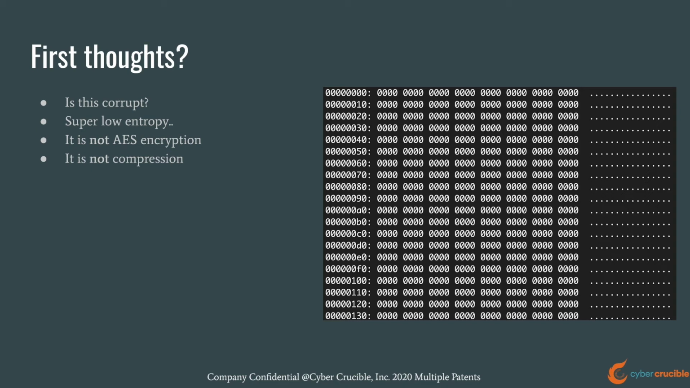It's super low entropy, obviously, because there's nothing there. So it's not AES encryption. It's not compressed because compression wouldn't do this. It wouldn't have this many zeros. That's the antithesis. What is it, right?